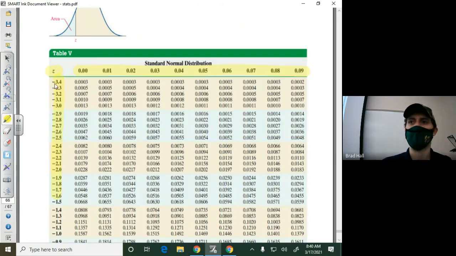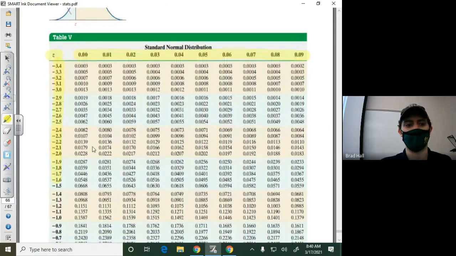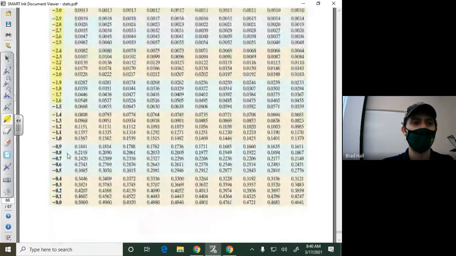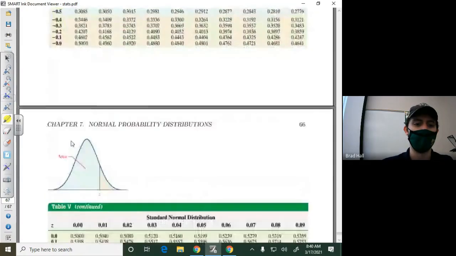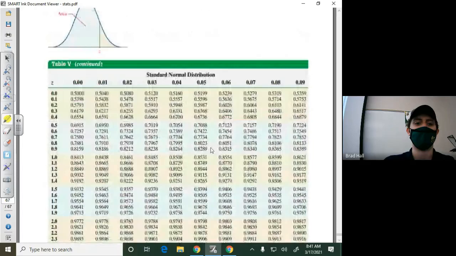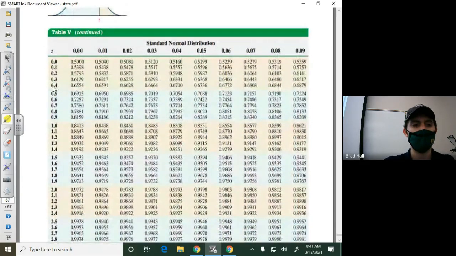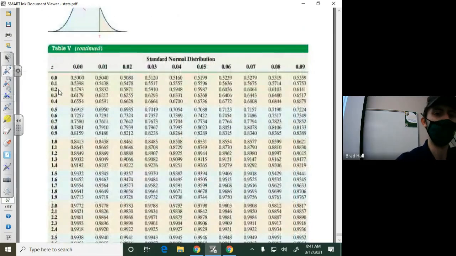These are all negatives, so they're not going to help us. We don't have a negative in our problem. So what do we do? Oh, wait, this list continues. There's a second page for positive Z values, and notice all of these are positive. I'm going to write this at the top: the Z we were dealing with was 1.47.